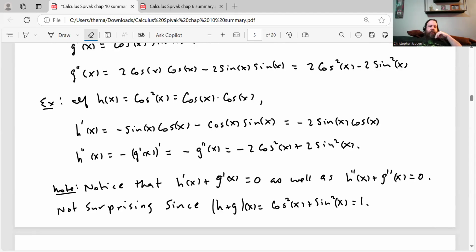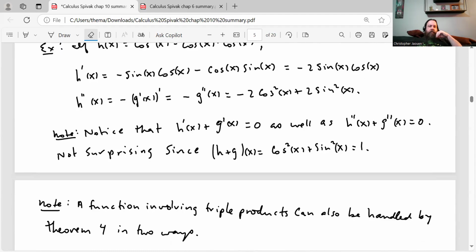Okay, so you can look at these there if you want to, or you can pause your screen. Another note here, notice that h prime of x plus g prime of x equals 0, as well as h double prime of x equals g double prime of x equals 0.